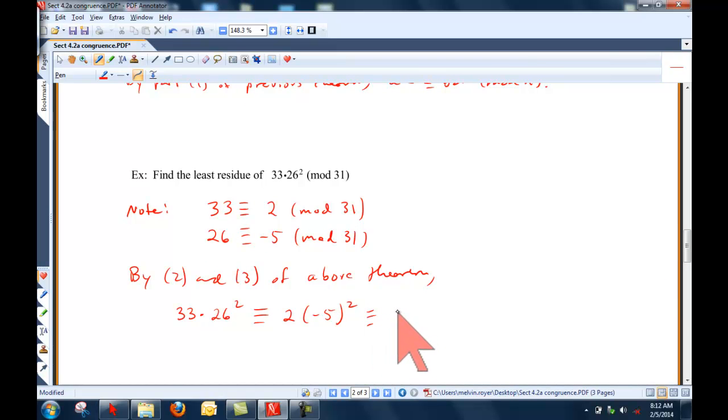So this is 50. I was asked to find the least residue, so now I take this and divide by 31 and take the remainder, which turns out to be 19. So by modding down to smaller integers before I do the arithmetic computation, the multiplication and squaring is greatly simplified, and that'll be a huge idea in the course pretty much from now on, actually.